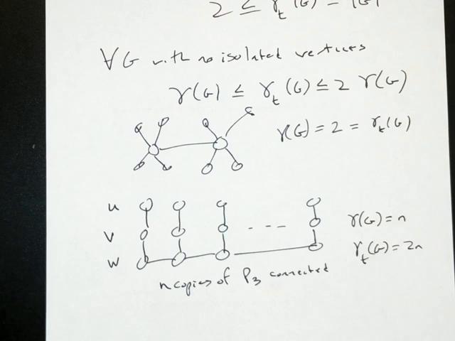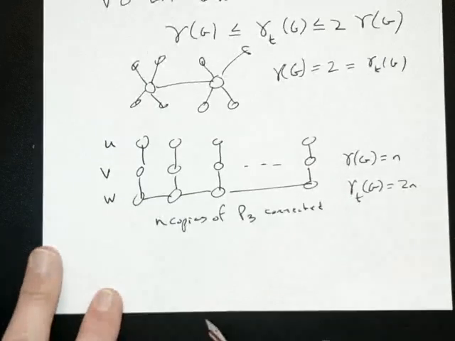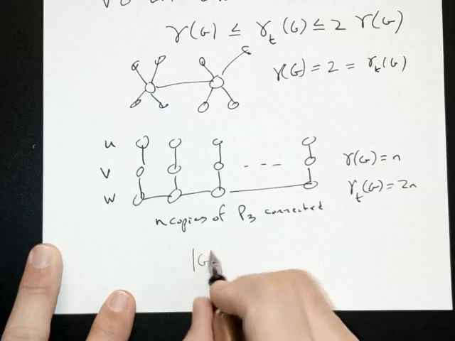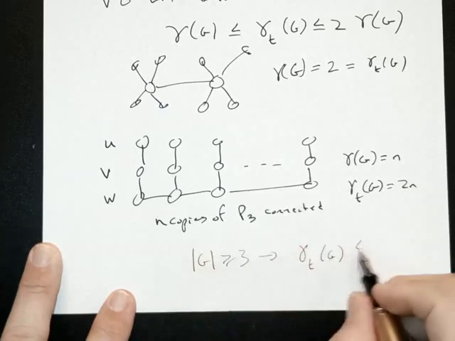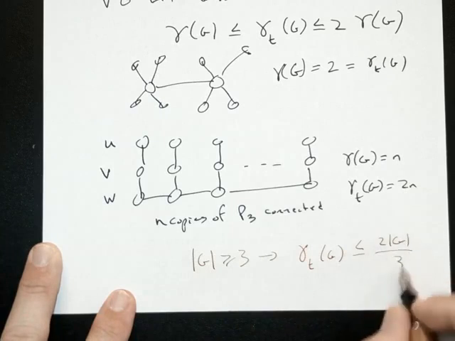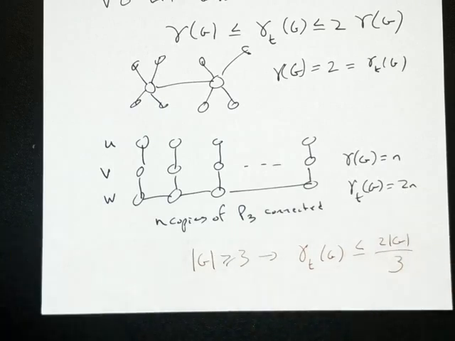I can go a little further, and I can make one other claim. My total domination number is less than or equal to 2/3 of the vertices in the graph. Hey, that's exactly true in this case, isn't it? I use 2/3 of the vertices, 2 of the rows.